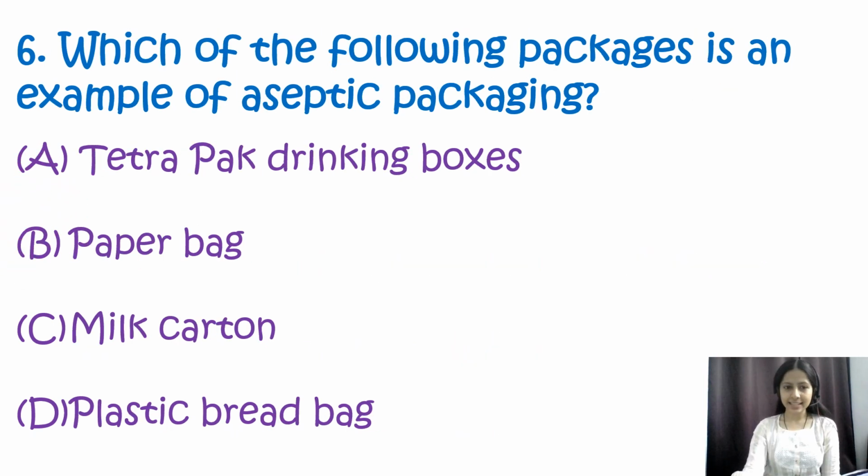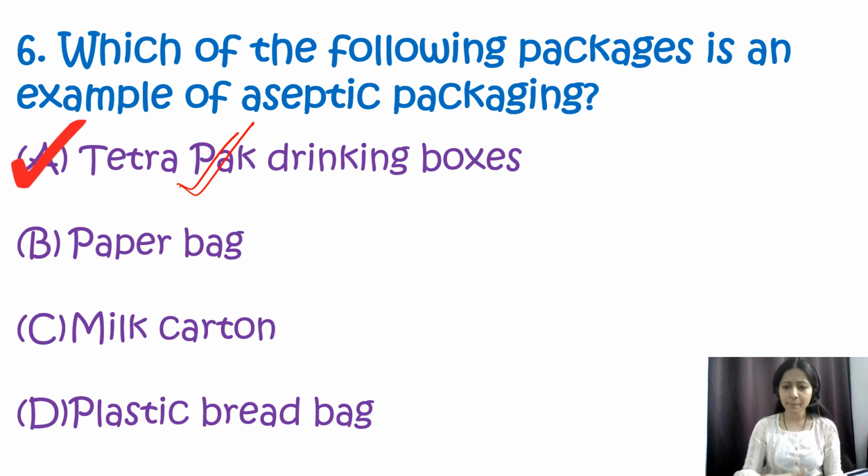So question number 6. Which of the following packages is an example of aseptic packaging? Options are Tetra Pak drinking boxes, paper bag, milk carton or plastic bag. So over here my correct option will be option number A, that is Tetra Pak drinking boxes. The Tetra Pak drinking box is an example of aseptic packaging.